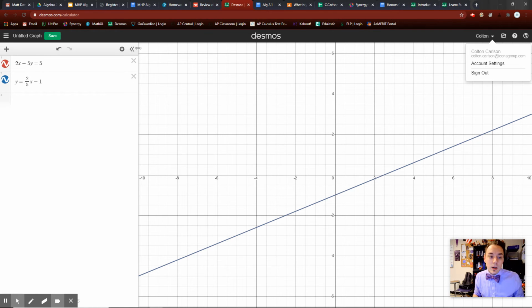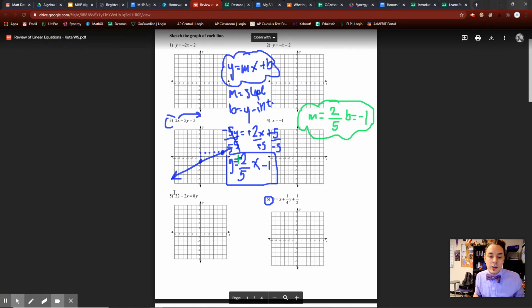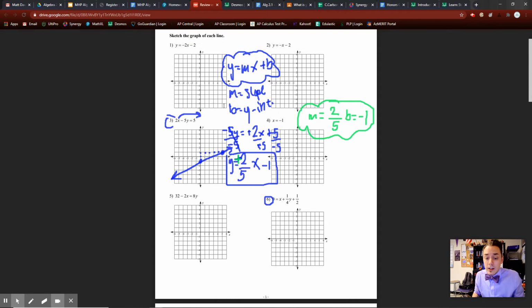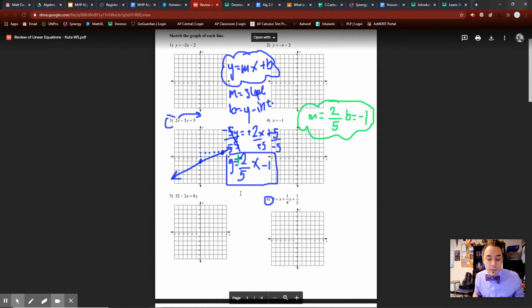So you could do this, is what I'm saying. If MathXL is asking you what's the line, just plug it into Desmos, and there you go. But Mr. Carlson, is that cheating? No, it's using your resources. That's what I call it.